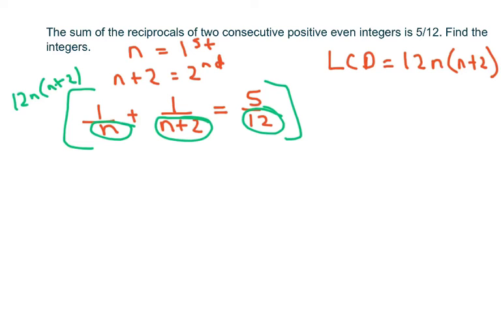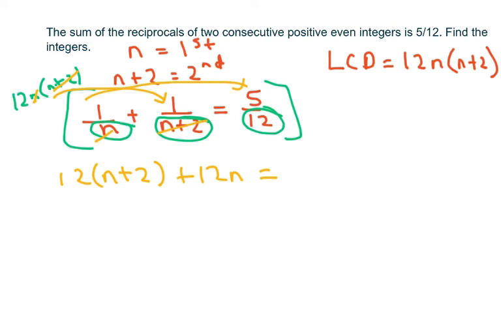Now, on this one, I'm going to cancel the n's here. So 1 times that is just 12 times n plus 2. Now, when I distribute, what cancels is this part. So I just get 12n. So that gives you 12n. And on the third part, the 12's cancel, and I just get n times n plus 2. Now I clean all this up, simplify.